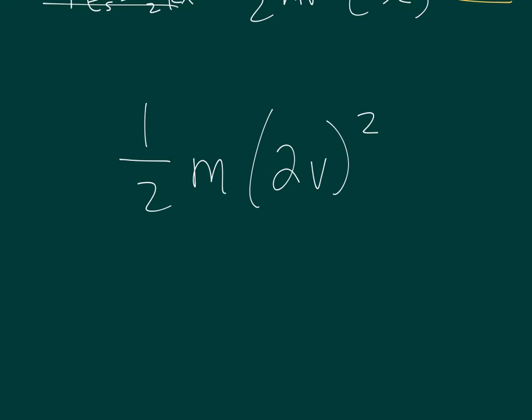I might just say, if you increase the velocity by a factor of 7, that means put a 7 here, which makes it 49. Okay? How about this one?